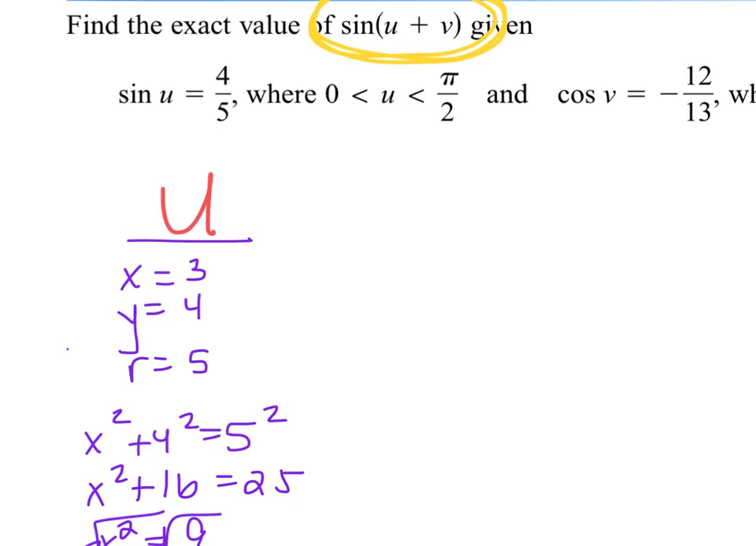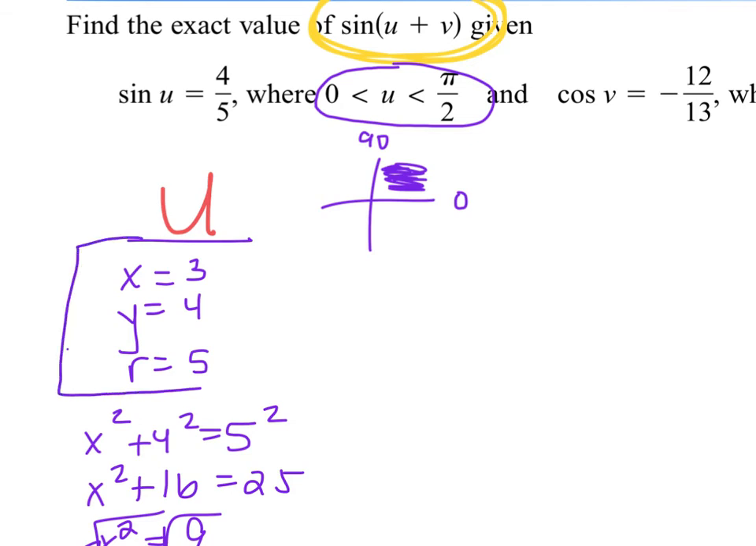All right. Now, this second thing that they tell us is very important. I have my x, my y, and my r, but they tell me that the angle lies between 0 and 90, or pi over 2. So what is that telling you about your x value and your y value? They're both positive, okay? So here's all the information I need for triangle U. That's all I need.